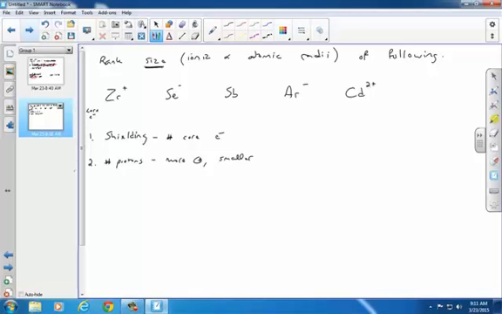Element 40 has a full fourth energy level up to Kr. Then it has a 5s2, and this is the 4d, so it has 2 electrons in the 4d. So it has 5s2, 4d2. Which of those electrons is going to be removed if I give it a positive charge? Right, the 5s, because that's the valence level.